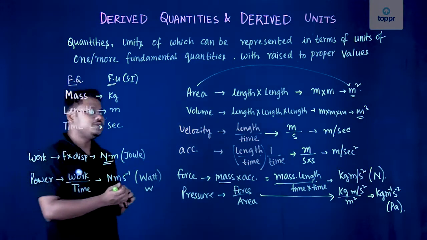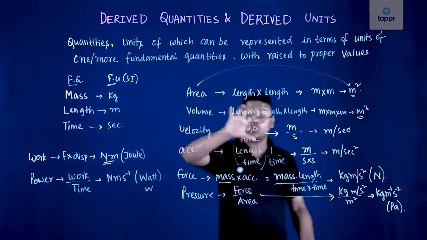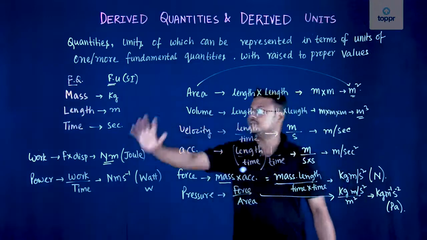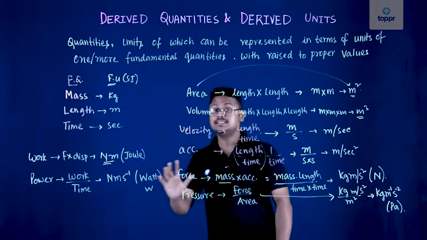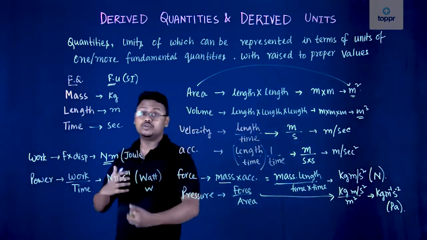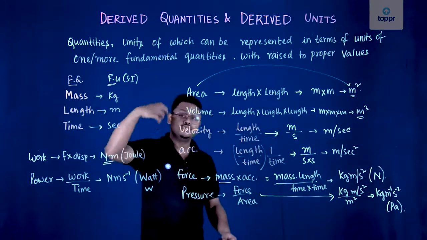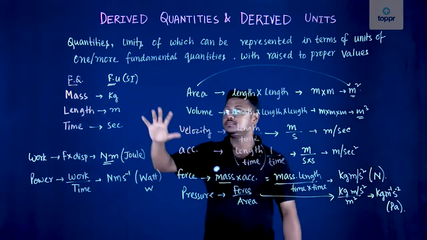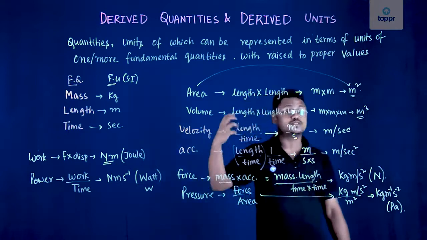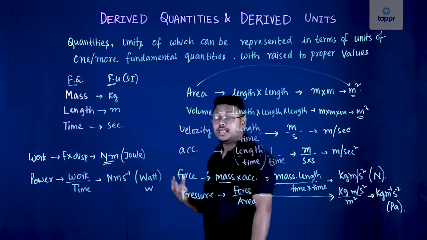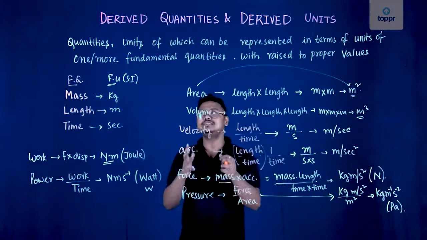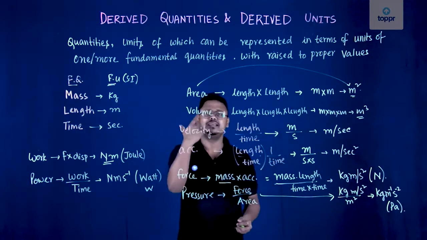So just try to appreciate that we have derived all these quantities and their units in terms of just the units of fundamental quantities. That is the essence of derived units, and there are a lot of other quantities whose units can be derived in terms of the units of fundamental quantities, whether these three quantities or the quantities useful in electrodynamics, optics, thermodynamics, like temperature, electric current, luminous intensity, etc., right? So students, this is all about derived quantities and derived units.